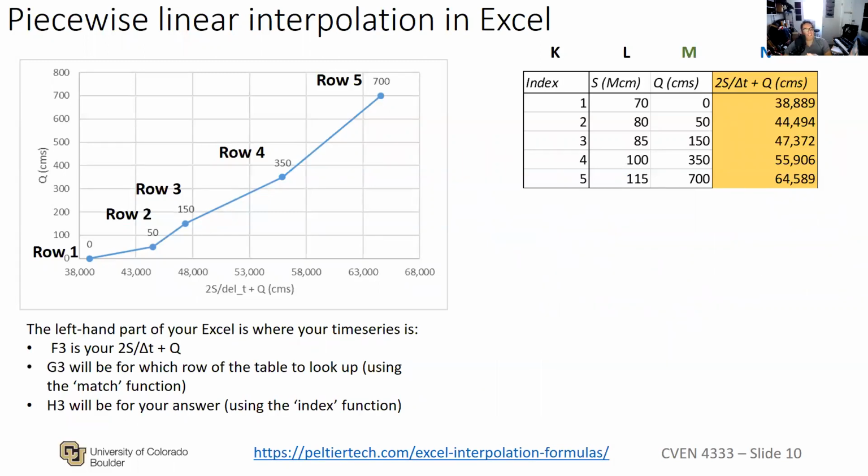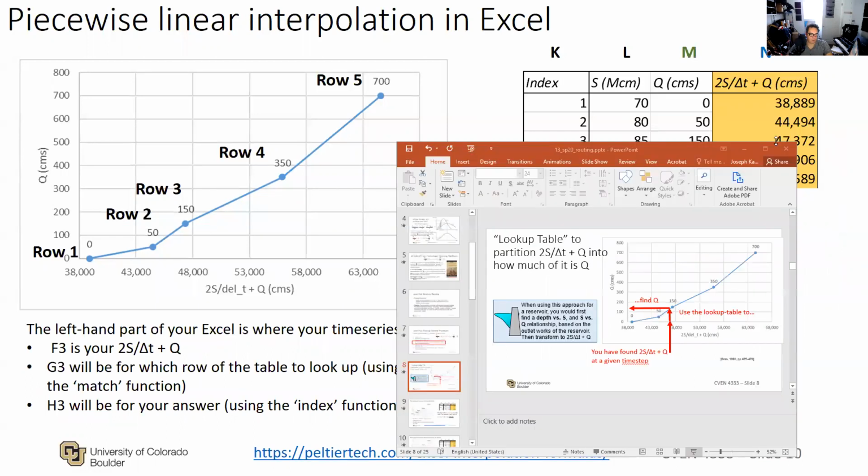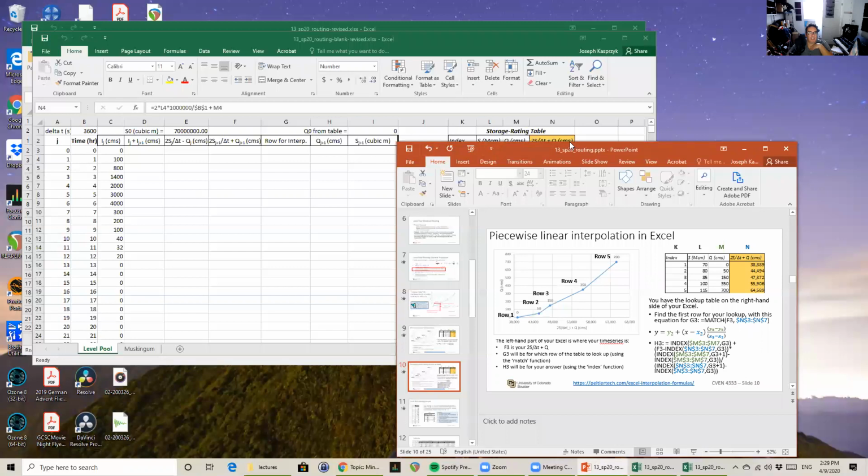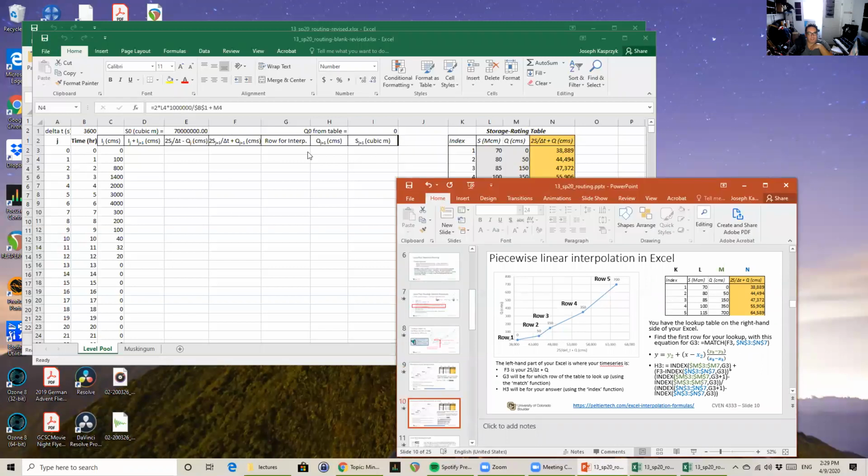All right, and so in the Excel sheet that I shared, you already have it set up somewhat where you have F3 being the 2S over delta T plus Q that you found. And I added a new column, G3. G3 is going to be the row of the table that you can look up, and just to give you a peek at it, you can see this spreadsheet that I've set up.